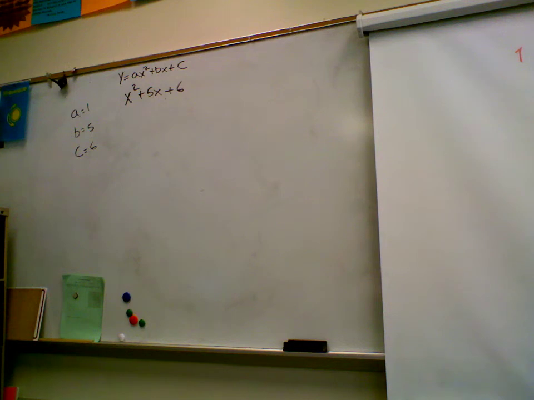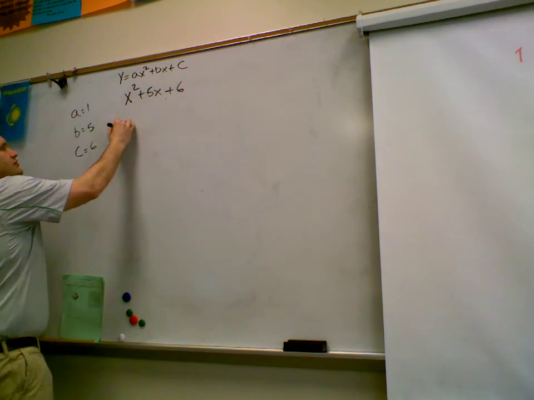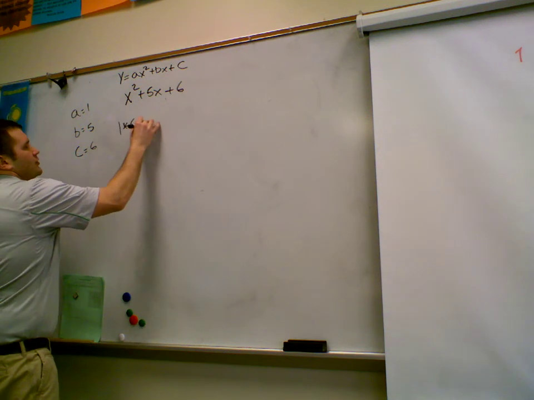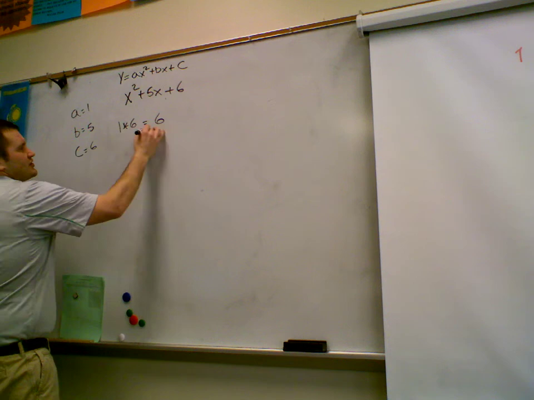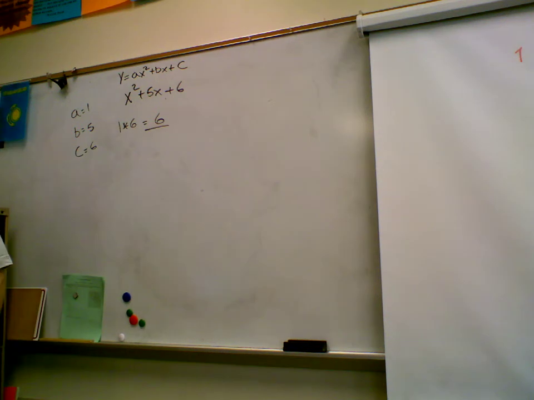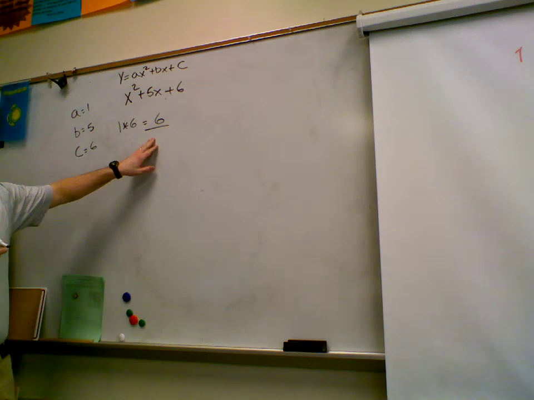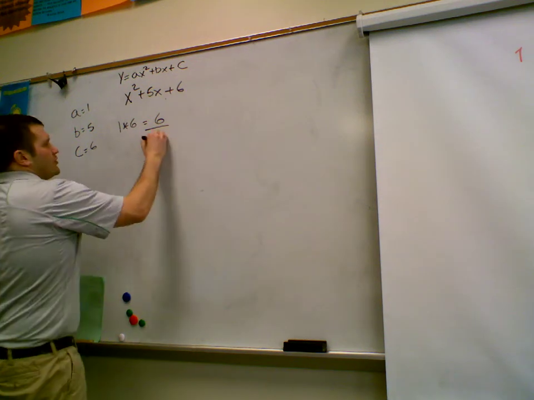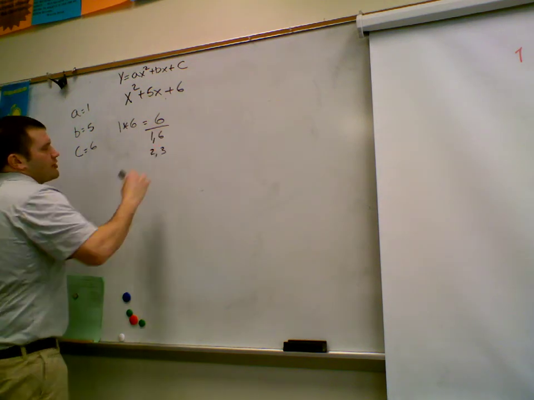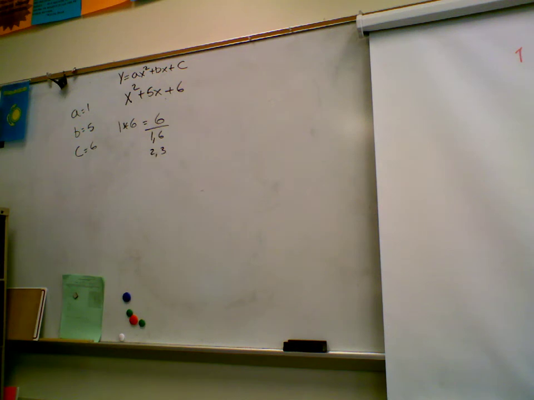Okay. Step 1. Multiply 1 and 6. a and c, right? What's 1 times 6? 6. And you guys are smart. Okay. 1 times 6 is 6. Step 2. Write down the factors of a times c. a times c equals 6, right? Yeah. What are the factors? 1 and 6, 2 and 3. Any more? No.